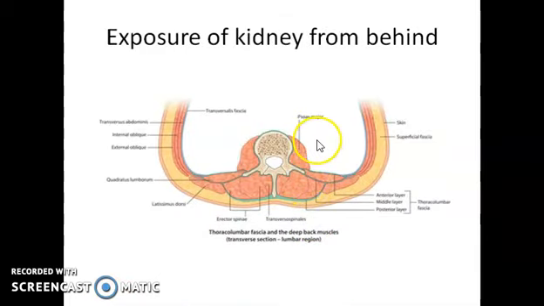If we expose the kidney from behind, the various structures which are cut are the skin, the superficial fascia, the posterior layer of the thoracolumbar fascia, which is containing the latissimus dorsi and serratus posterior inferior muscle. Then comes the erector spinae muscle, then the middle layer of the thoracolumbar fascia, then the quadratus lumborum, and the anterior layer of the thoracolumbar fascia. So these are the various layers which are cut.